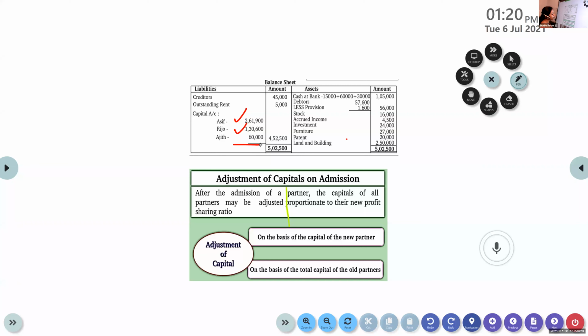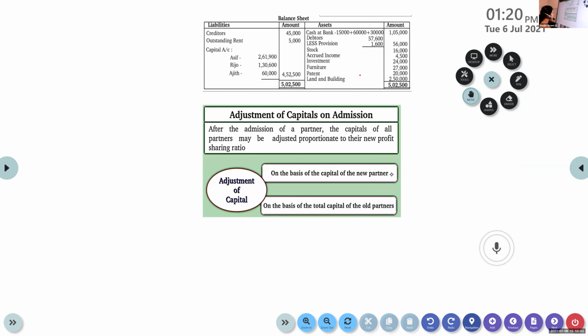This is how the new balance sheet is prepared. Okay, we'll do more problems. Let's discuss one more thing, that is adjustment of capital on admission. Now, how do the partners adjust their capitals? During the time of admission, they will revalue their capitals, the capital contribution made by them.